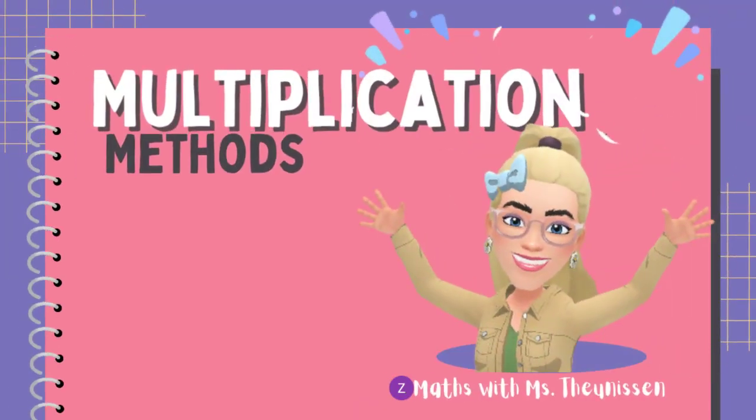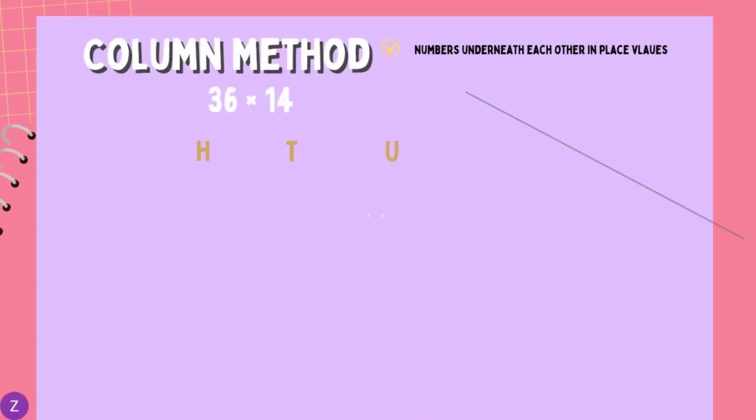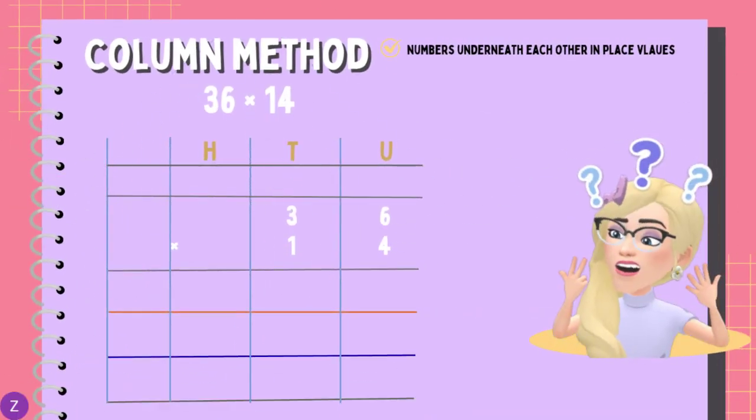Hello, today we are going to look at different multiplication methods. The first method that I am going to explain is the column method. I'm going to start off small with a two-digit number multiplied by a two-digit number. What we need to do first is put the numbers underneath each other in their place values. Then we start again from the unit side, as with addition and subtraction.